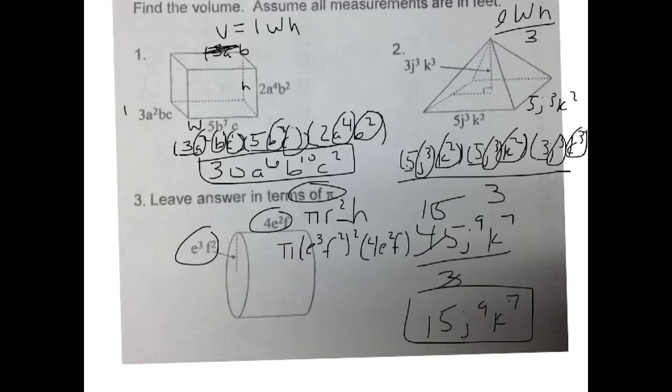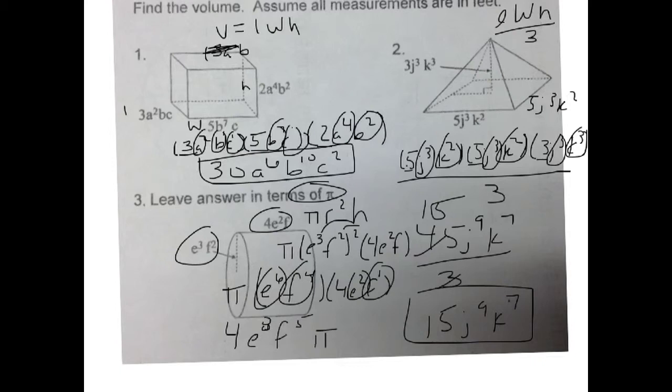We have to take care of the squaring first, so we're going to square those. That's a power to a power, so we multiply, and that becomes e^6 and f^4. We keep the pi. Nothing is done with the 4e^2f. When we multiply, 4 times nothing, so we have 4. e^6, e^2, 6 plus 2 is 8. f^4, and that's an f^1, is f^5. And then we just put our pi at the end. And that is our answer.